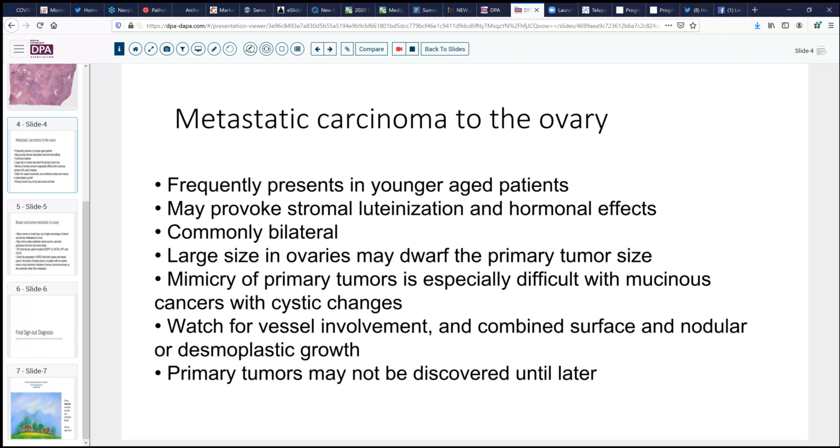They do have the ability to mimic many of the primary tumors. We saw in our case the presence of calcifications potentially mimicking serous tumors. And this one had some mucinous appearance that could mimic mucinous tumors as well. Intestinal or appendiceal mucinous tumors are particularly prone to mimic ovarian mucinous tumors. If we see vessel involvement or the combination of surface and a nodular or desmoplastic growth, such as we had today, that would be a vote in favor of metastasis. And not uncommonly, the primary tumor may not be discovered until much later, sometimes years later or even at autopsy.